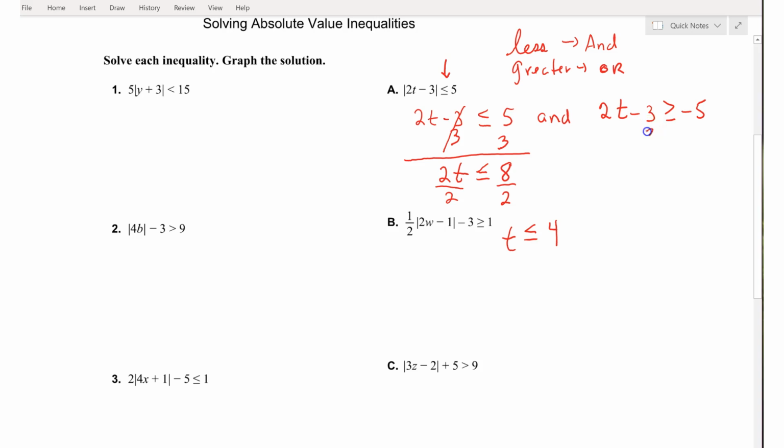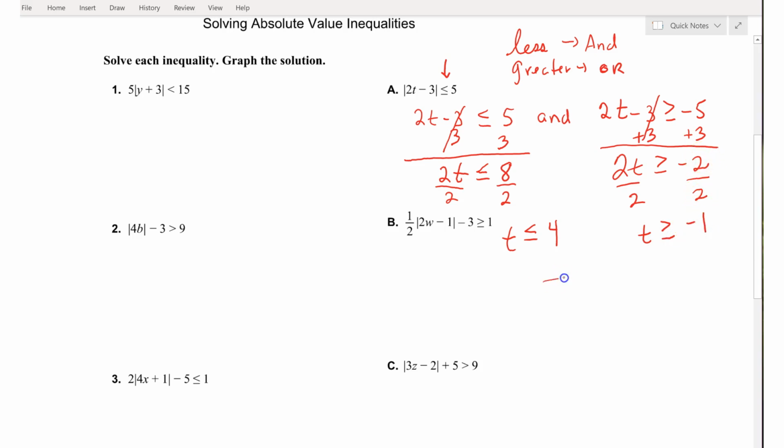The other inequality, we have to add 3 to both sides. So you have 2t, and that's 0, greater than or equal to negative 5 plus 3 gives you negative 2. Divide by 2, so we have t is greater than or equal to negative 2 divided by 2, which is negative 1.